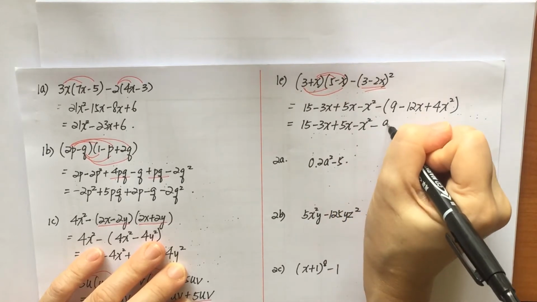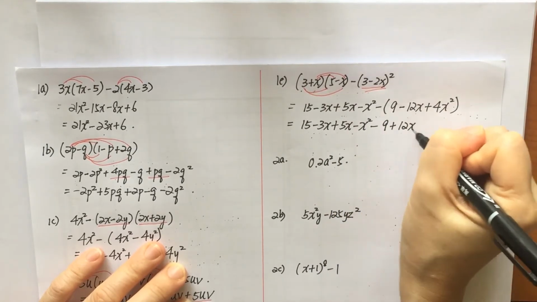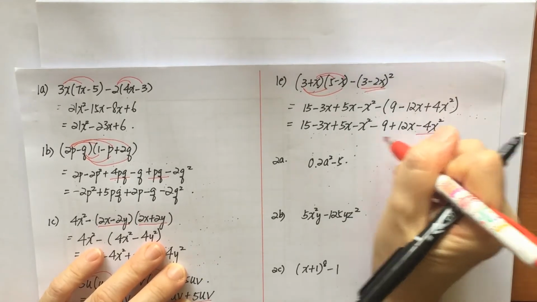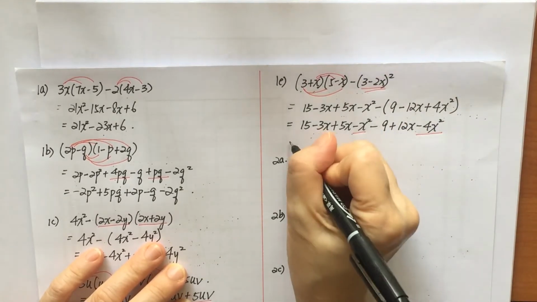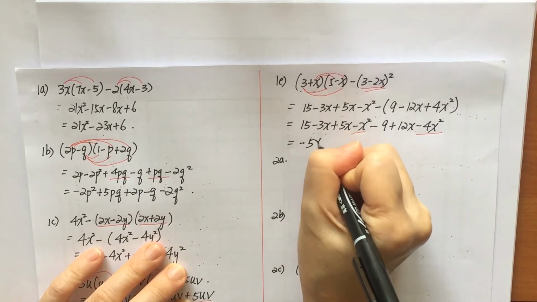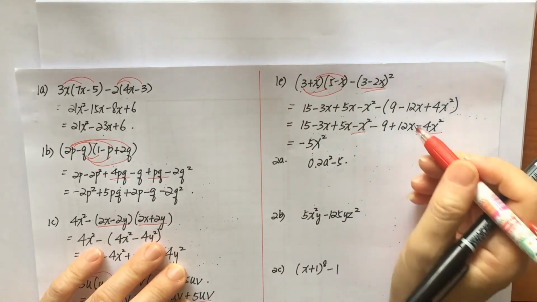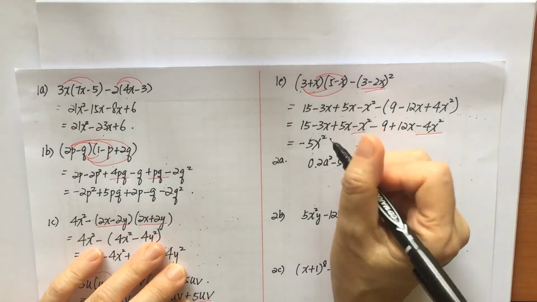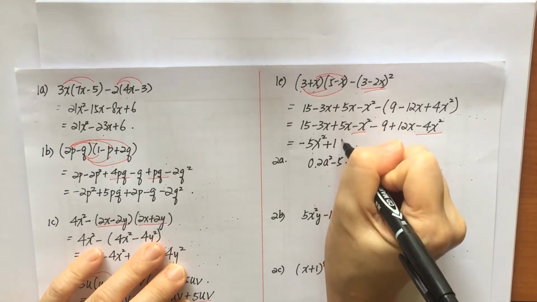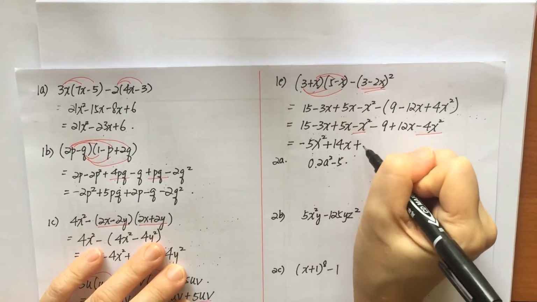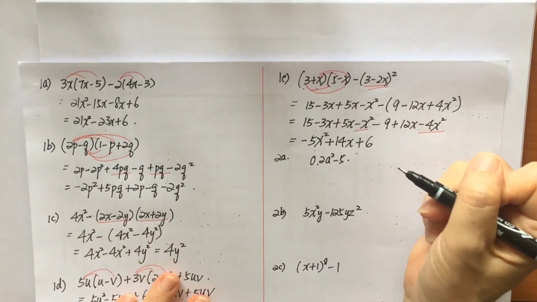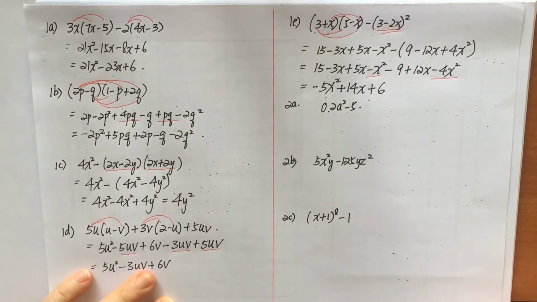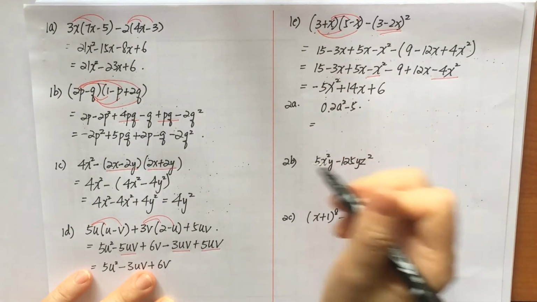I'm going to remove the brackets, and then I'm going to group them, the x squared and x squared together. So I actually have negative 5x squared, and for the x term I have 12 plus 5, 17 minus 3, so there's a plus 14x, and then for the constant term I have 6. So it's minus 5x squared plus 14x plus 6.